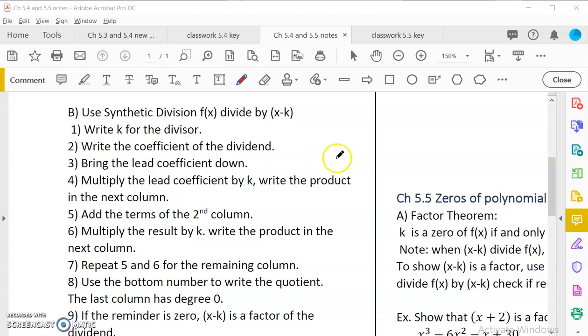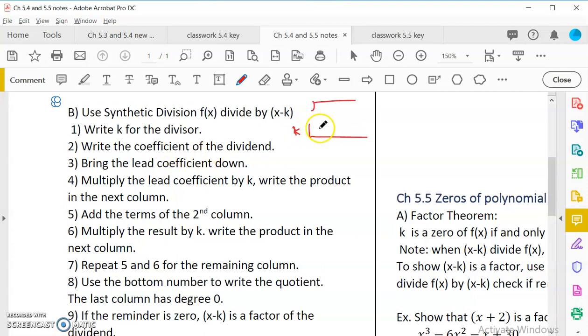So the way we do it is we set it up as a division, but instead of doing the long division method of writing like this, so this is a long division, synthetic division would be the opposite like that. So then you would write k as a divisor outside. So it's still like long division, but instead of writing x, you don't write any x anymore. It's just the number. So in this case, if it is x minus k, you write k, which is the zero of the polynomial.